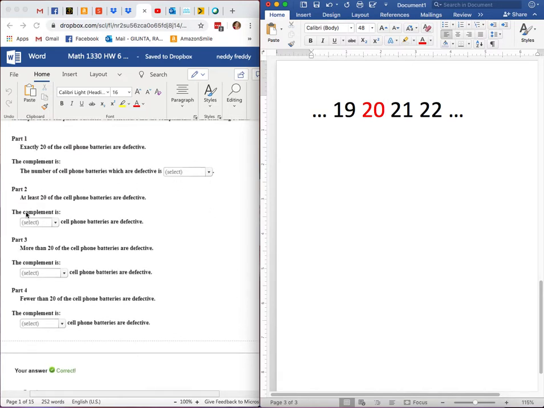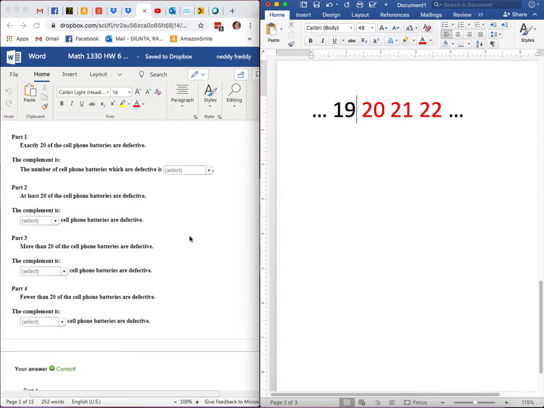For part 2, it says at least 20. So now you have to think about, does at least 20 include 20? And it does. It includes 20, 21, 22, and everything higher than that, because at least 20, it could be 20, it could be higher than 20. So then the complement of it would have to be something that includes from 19 and on down to 0. And so depending on how the pull down answers are worded is going to change your answer here.